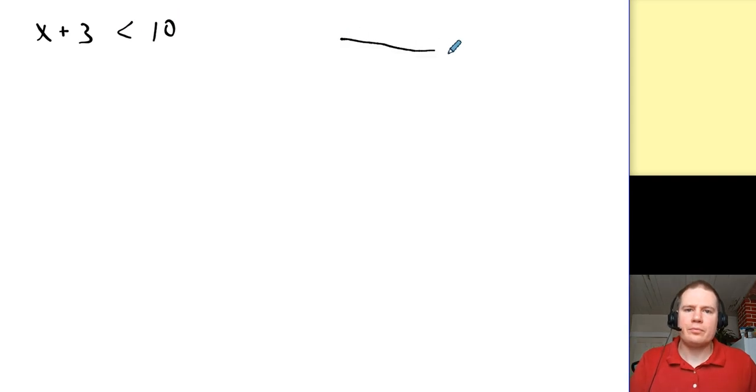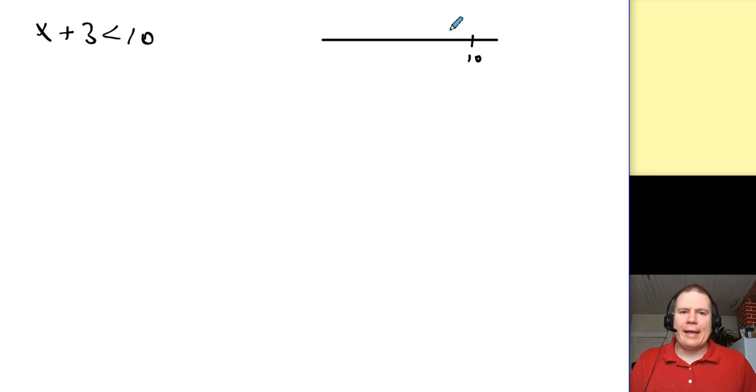Okay, so let's get into solving inequalities. If I say x plus 3 is less than 10, hang on here. X plus 3 is less than 10. I'll make a nice number line here. I've got 10, and I don't know where x plus 3 is in comparison to that.